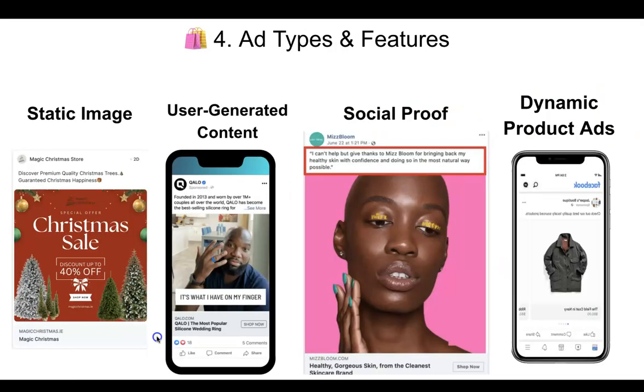Now, there are 4 ad types and features. The first one we have is static image. Static image doesn't go anywhere. It's static, so it's a single image used in an ad. And then we have user generated content, which is an ad that doesn't look like an ad. It's an ad that's created by a real user.